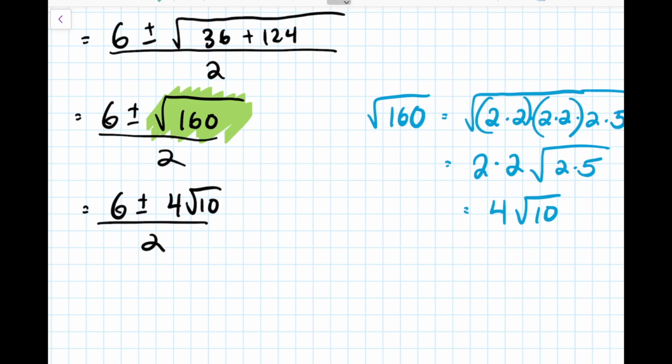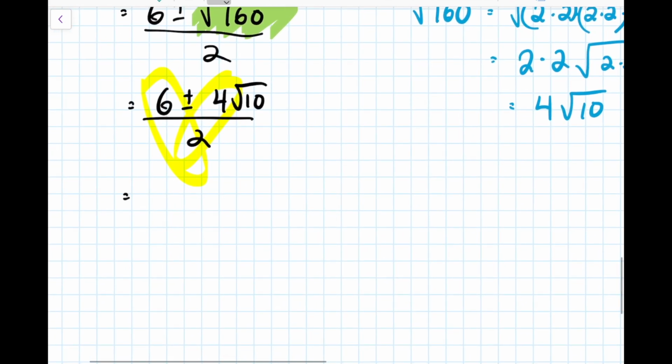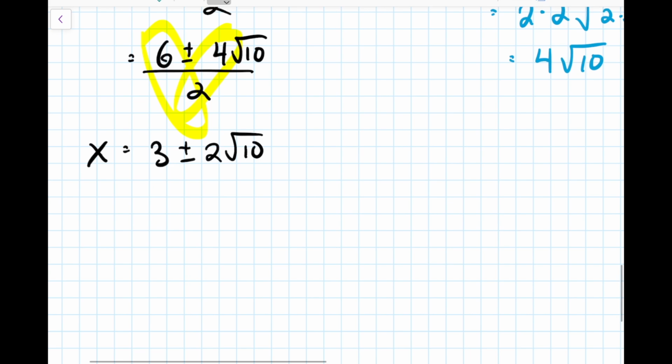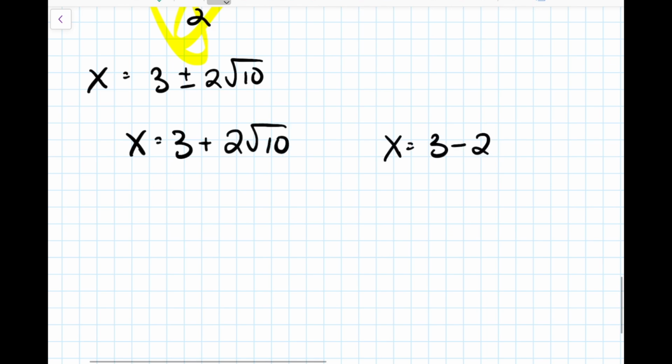So I've talked in the past that you can't simplify unless you can simplify all of your terms, but everything here, not including the 10 because it's inside the root, but everything else is divisible by 2. So if we divide everything by 2, we're going to get 3 plus or minus 2 root 10, and then the denominator is just 1, but I don't care about that anymore. And so there is my most simplified version of my answer. So my two solutions are x equals 3 plus 2 root 10, and x equals 3 minus 2 root 10.